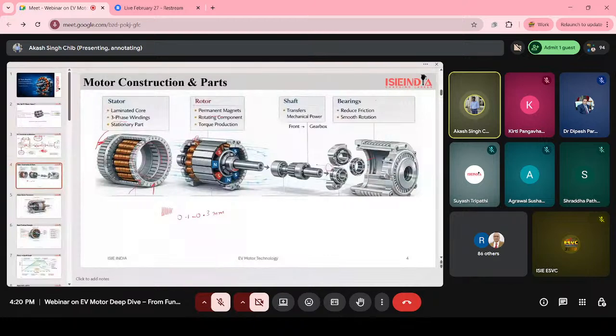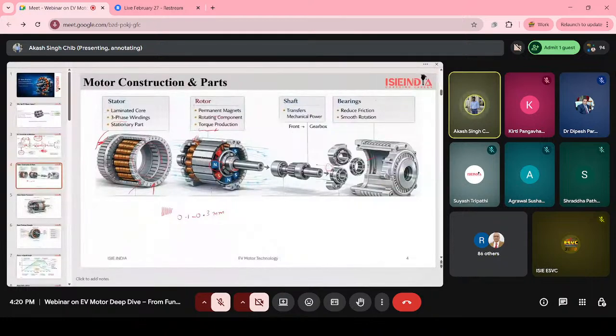Whenever we see magnets, they always try to attract with the magnetic field. That's why we have placed the magnets inside the rotor, and it helps us in torque production also. Okay, this is our rotor part. Then comes the shaft, which is fitted with the rotor.